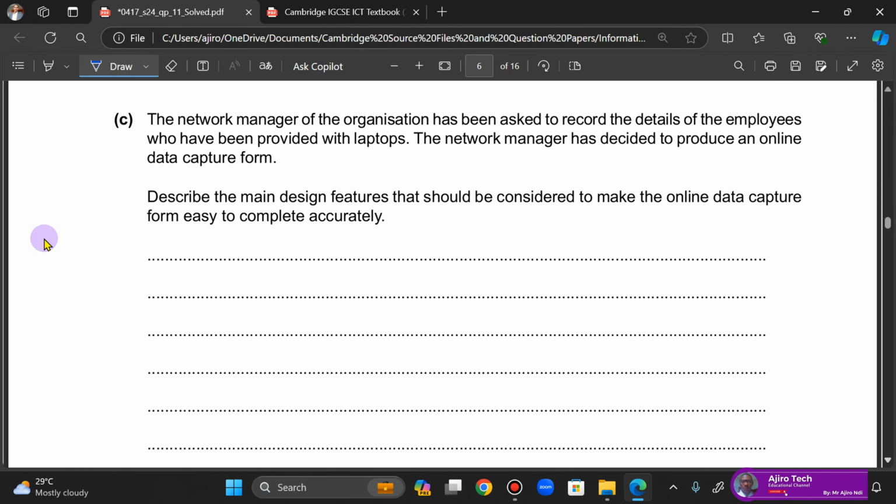The network manager of the organization has been asked to record the details of the employee who has been provided with a laptop. The network manager decided to produce an online data capture form. Describe the main design features that should be considered to make the online data capture form easy to complete accurately. So yes, this is chapter 7, the systems life cycle.